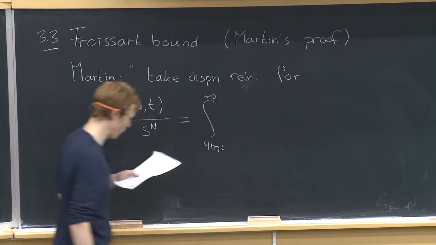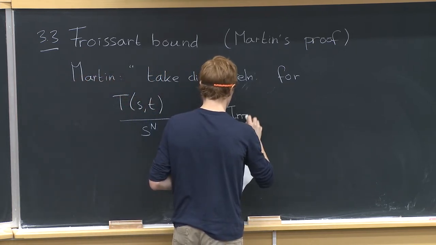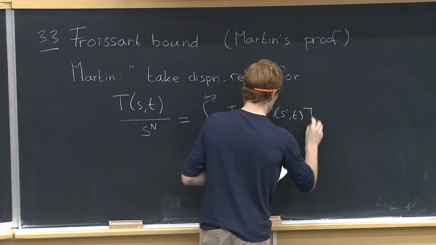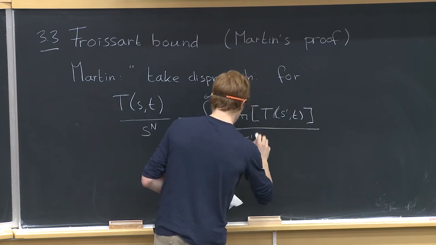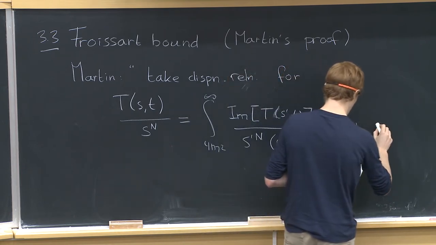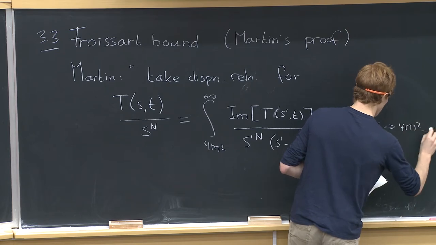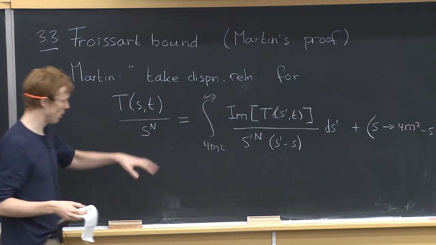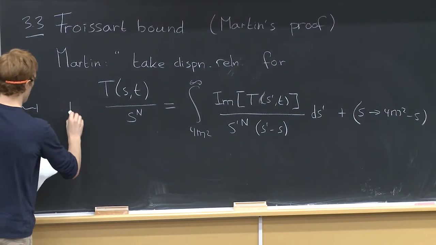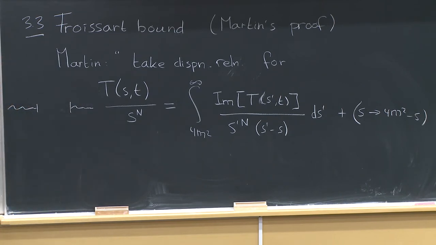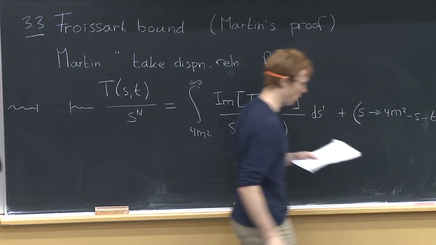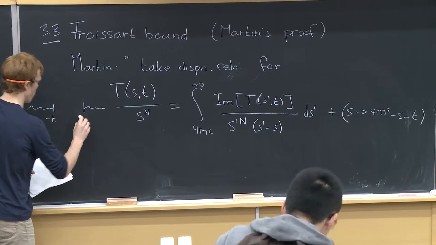Then you can do the usual trick, as we saw in the previous lecture, to rewrite this thing as an integral of the imaginary part, S prime, t, divided, of course, by s prime to the n, s prime minus s, ds prime. And then there's the contribution for the u channel cuts for m squared minus s. So again, as you see here, I'm in this picture where I have some analyticity, for m squared minus s minus t. So this is the SU symmetry that we talked about earlier. So you have some cut at minus t, and you have some cut at 4m squared.